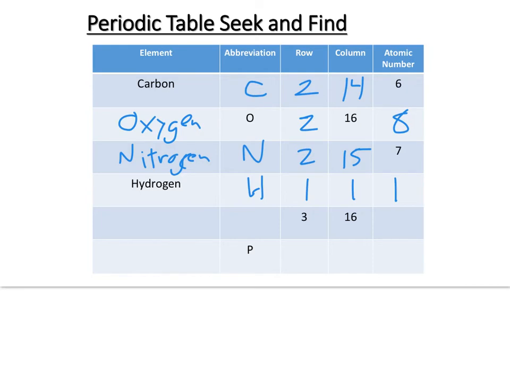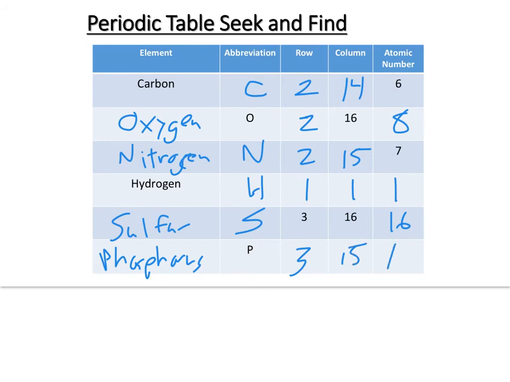Now if we look in the third row in the 16th column, you will find sulfur, which is abbreviated with an S. This has an atomic number of 16. And then the element that's abbreviated with a P is phosphorus. That's going to be found in row 3, column 15, with an atomic number of 15.